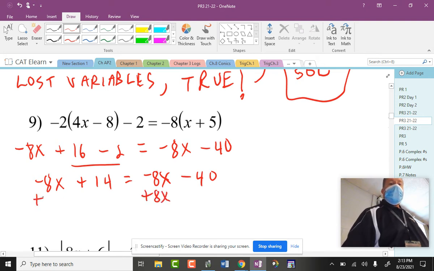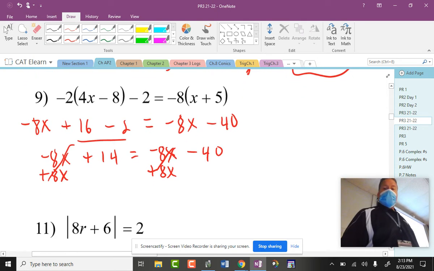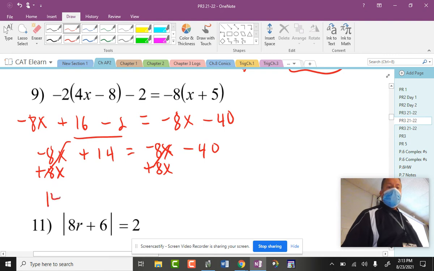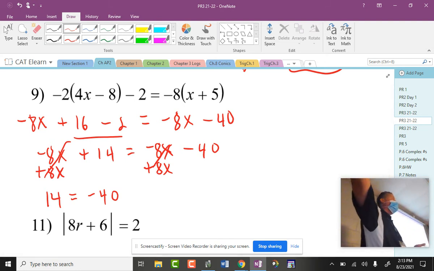What happens when you add 8x to both sides? These completely destroy each other again. But then, Grant, look at what you have. You have 14 equals negative 40. Or if you decided to subtract the 14 to get it on the other side, you'd still have 0 equals negative 54, I think. True or false?